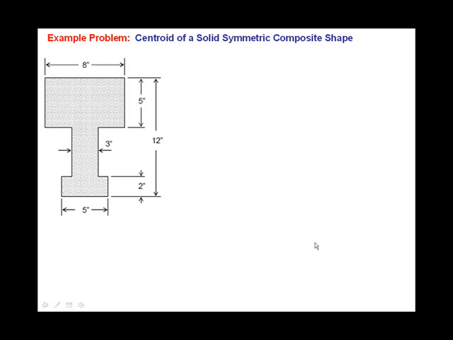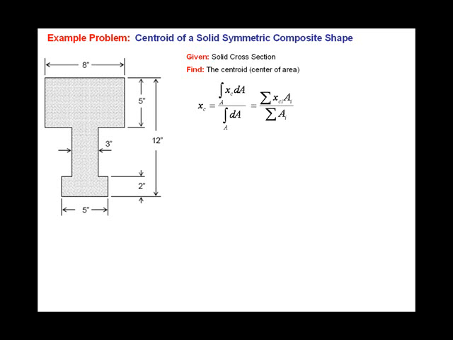Hello, and welcome to a video on finding the centroid of a solid symmetric composite shape. Given this solid cross-section, we need to find the centroid, or, in other words, the center of area. Our basic equation for the center of area looks like this: area integrals of a distance divided by the total area.